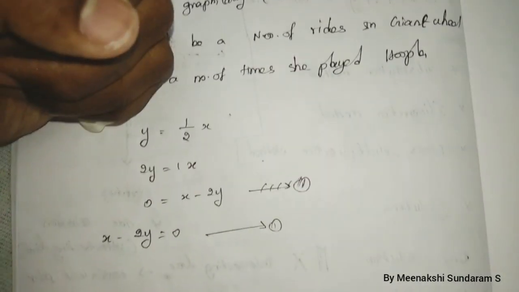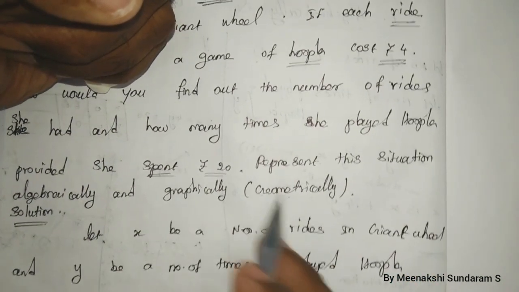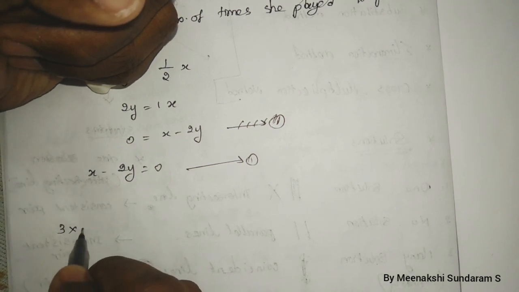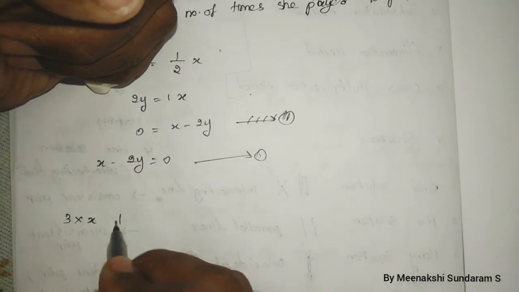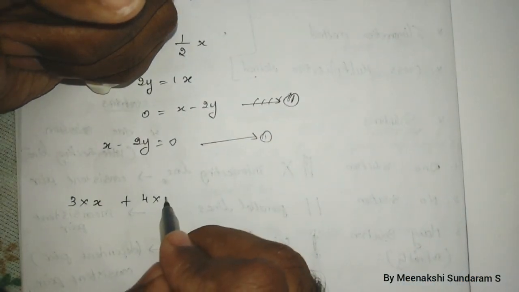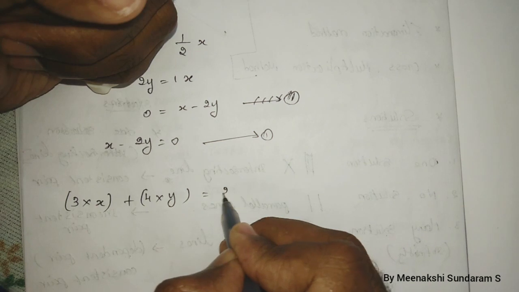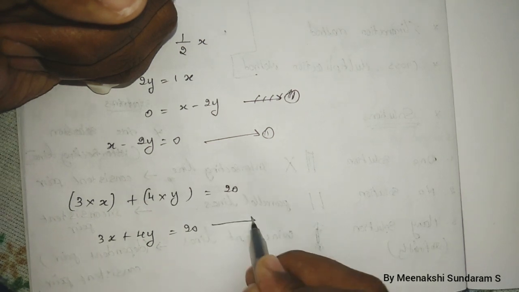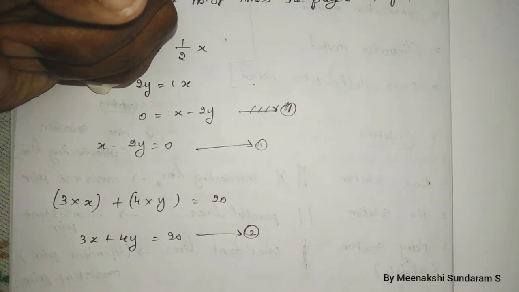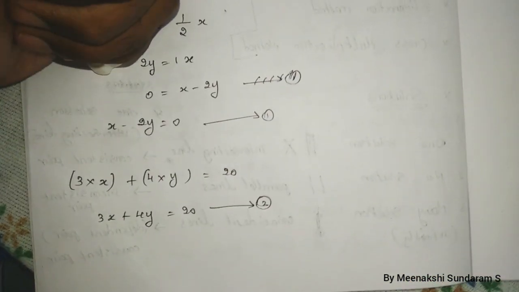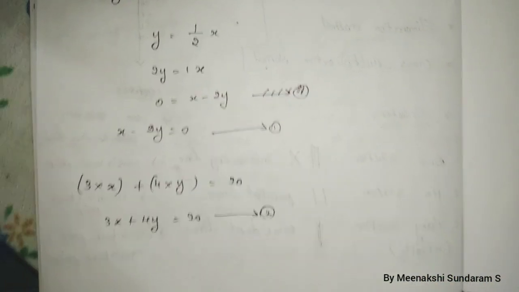Clear? Second condition, what is the second condition they gave? In the second condition, the total cost spent is 20 rupees. So 3 rupees for x, which is the giant wheel, plus 4 rupees for each game played by Hopla, that is y. So 3x plus 4y equal to 20, equation number 2. Equations 1 and 2 are the algebraic representation of this situation.